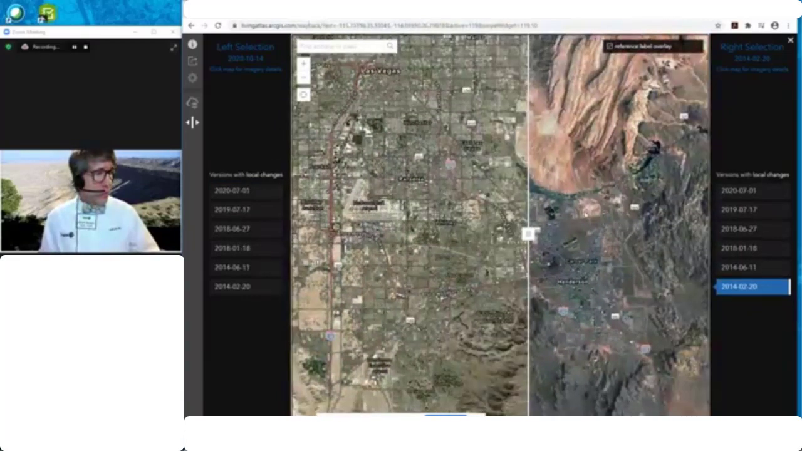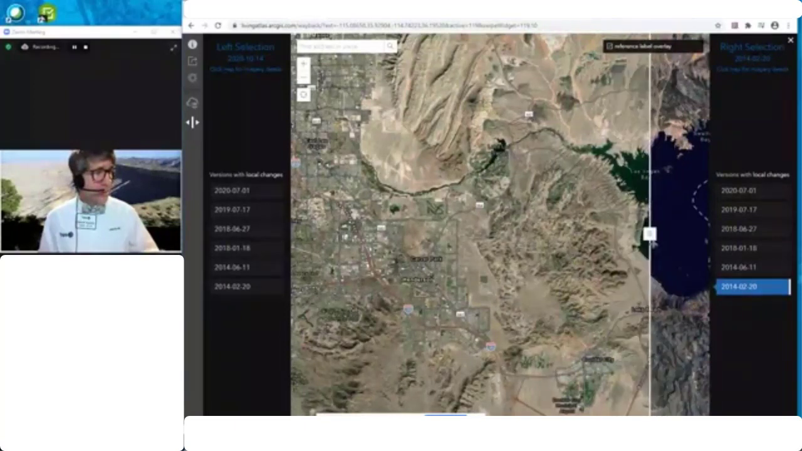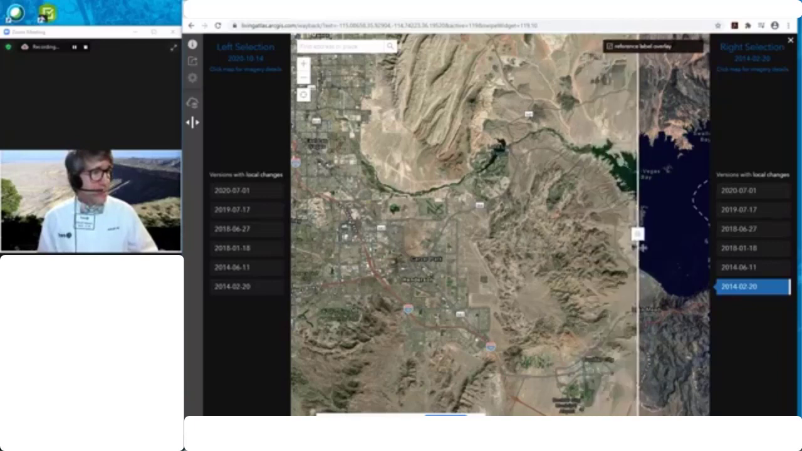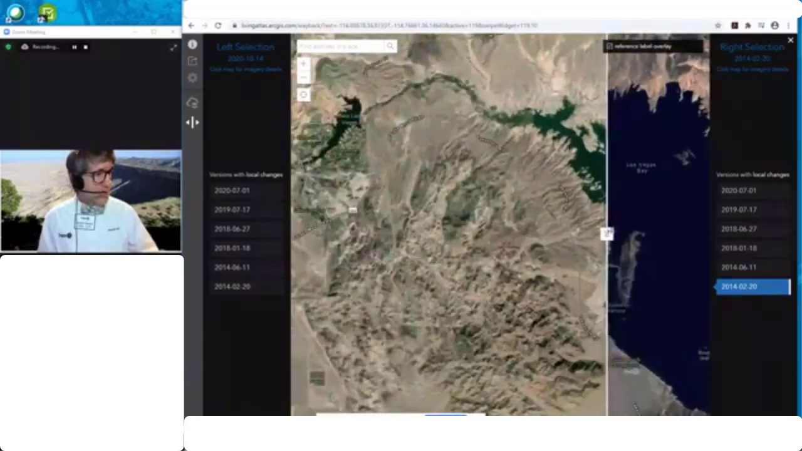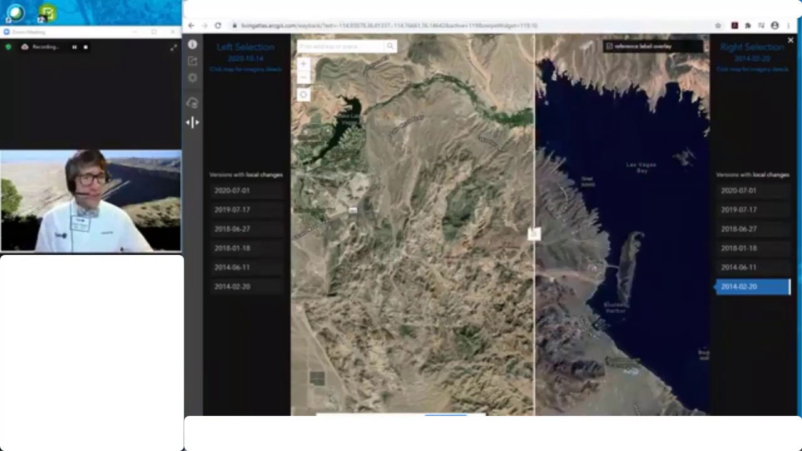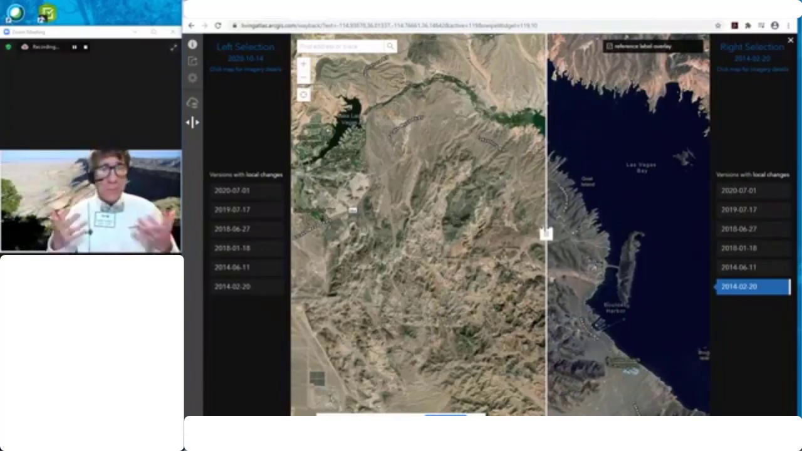You can also, for example, here, I'm going to go ahead and look at the decline in Lake Mead, which is a reservoir, really not a lake, but it's called Lake Mead, and you can see that in 2020 the water level was a lot lower than in 2014. And you can also pick which years you've got here on the left and the right side. So this swipe tool is extremely useful in education. You can make swipe maps of your own.